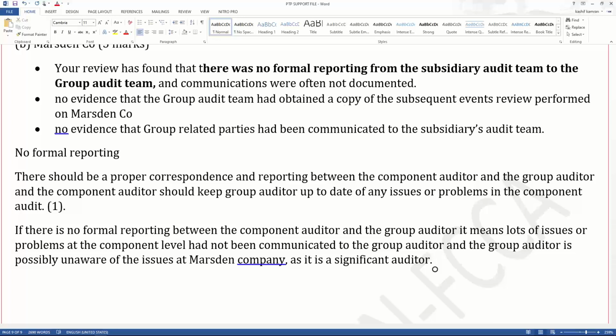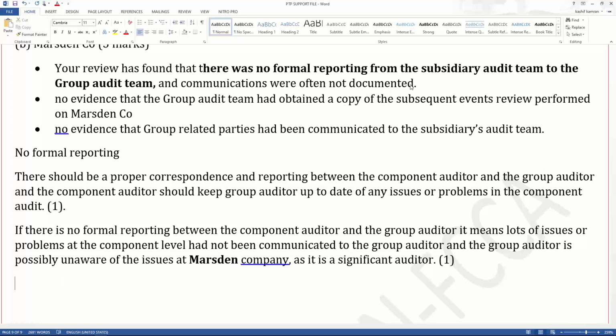Right? So that's the issue. There is no formal reporting between the component auditor and the group auditor, right? So the group auditor is unaware of the issues at the Marsden company, which is the subsidiary. So any issues or problems at the Marsden company being a component, you will be unaware of it. So that's the first issue. 1 mark. So you got 2 marks under the first.